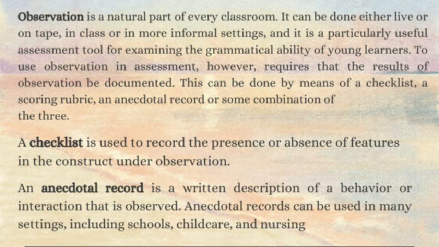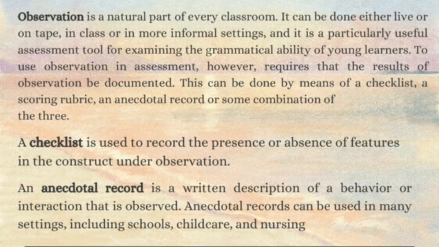These are the methods of documenting the results of observation in learning-oriented assessment of grammar. So observation is a natural part of every classroom. It plays a significant role in learning-oriented assessment of grammar, especially with young learners. To effectively document the results of observation, there are several methods available, such as using checklists, a scoring rubric, an anecdotal record, or some combination of the three.